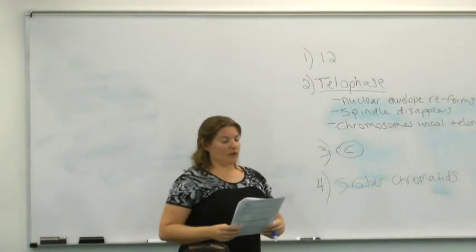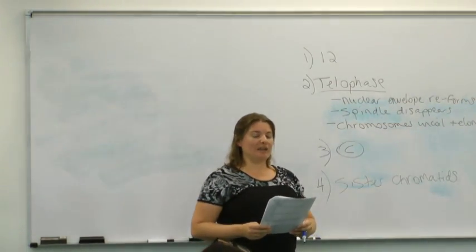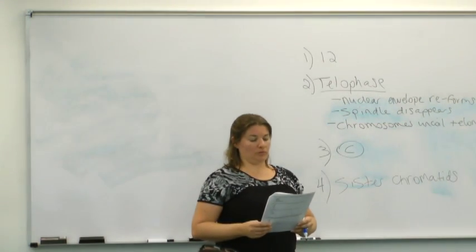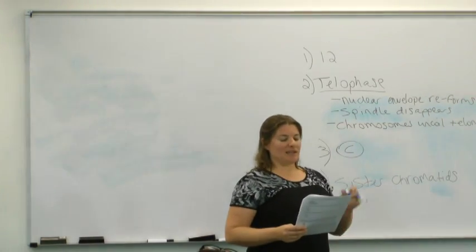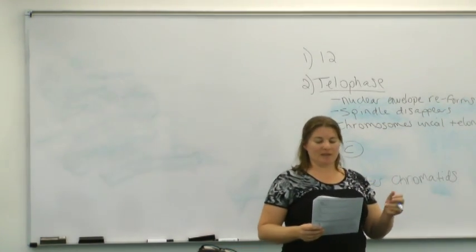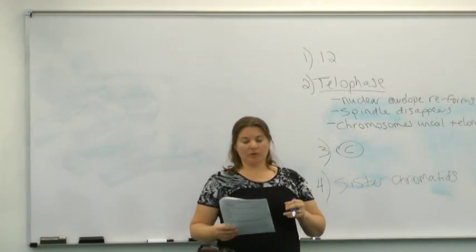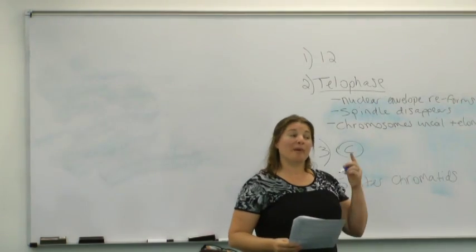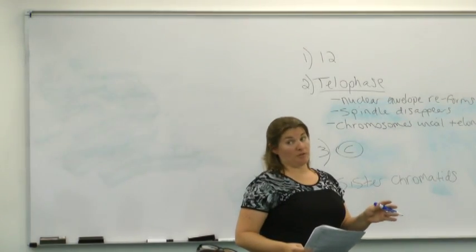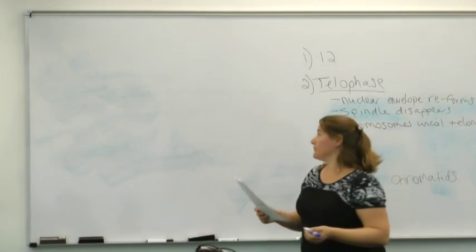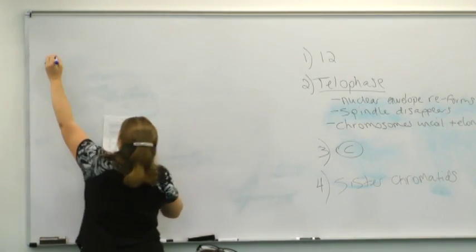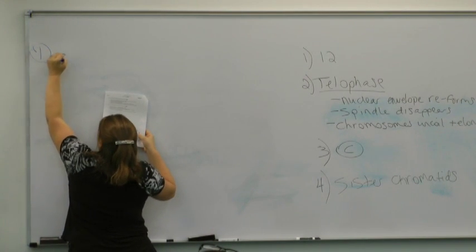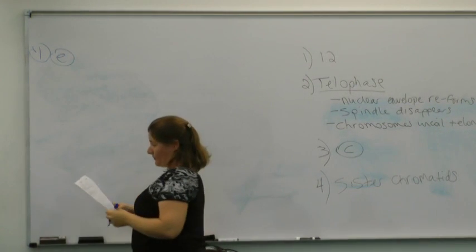True. Okay. Letter C, mitosis is preceded by interphase. That is true. Letter D, mitosis is the asexual reproduction of somatic cells. That's true. Letter E, crossing over is a phenomenon that creates genetic diversity during mitosis. That's false, right? So the answer has got to be E. Okay, so for the practice little quiz here, for number 1, the correct answer is E.